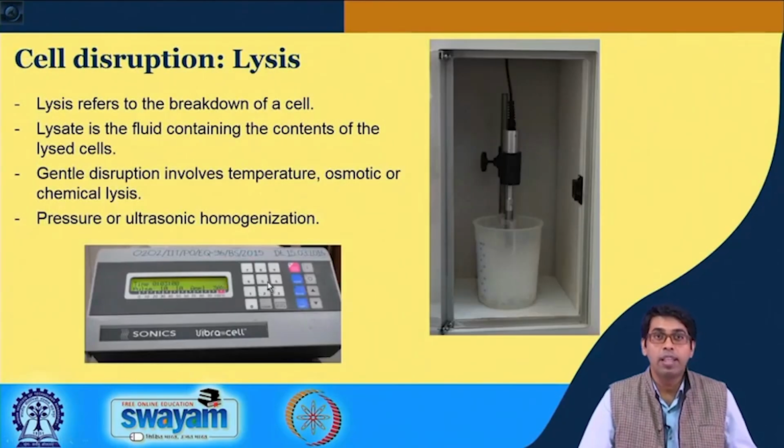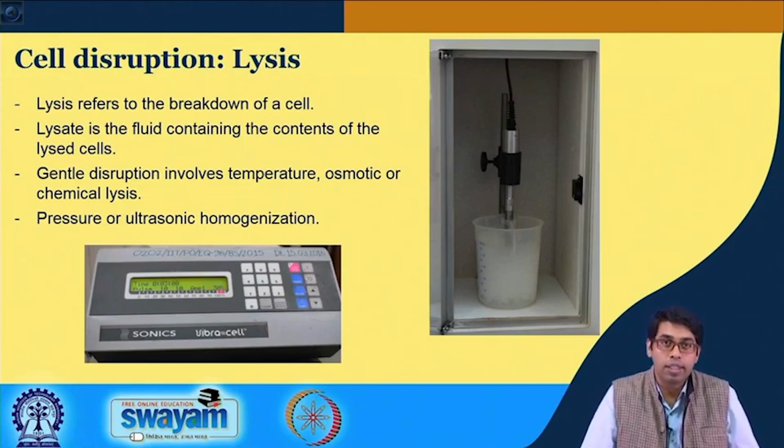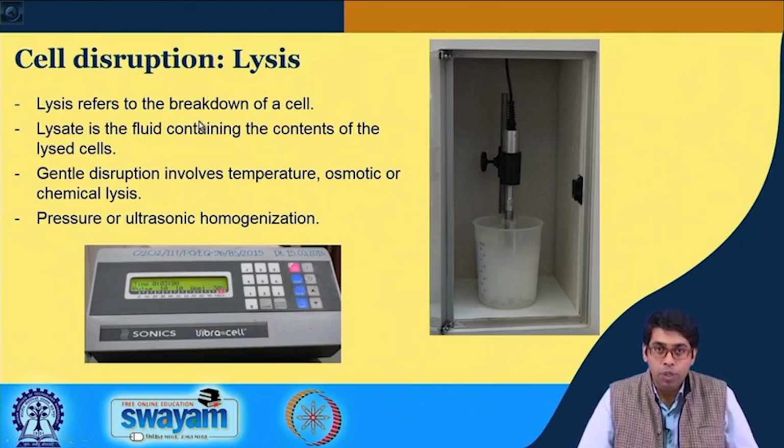That cell pellet is then lysed to obtain the proteins that are inside the bacteria. So, lysis refers to the breakdown of a cell, and when all the proteins and all the DNA and RNA and all the components which were inside the cell come out into the solution, that is referred to as the lysate. So, there are typically two methods by which a cell can be lysed.